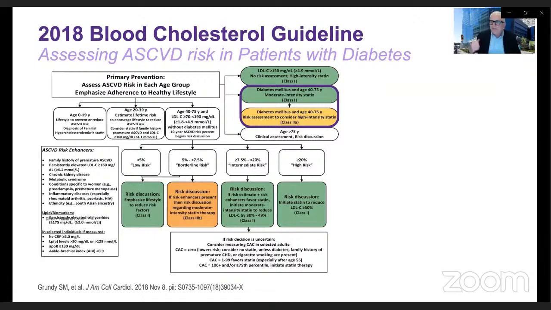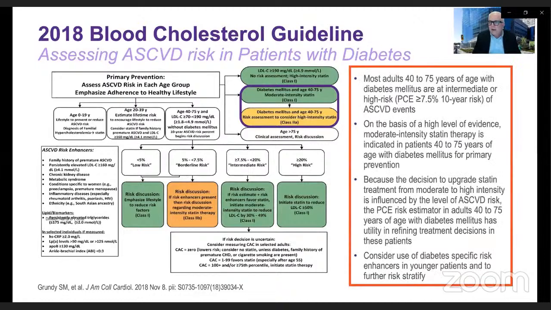I'm trying to go over these concepts in the context of disease states that represent them. And that way, this all makes a lot more sense from an algorithmic perspective. So we are able to up score or up risk diabetic patients depending on particular risk factors. Again, most adults aged 40 to 75 years of age with diabetes are at intermediate risk or high risk based on the pooled cohort risk estimator.